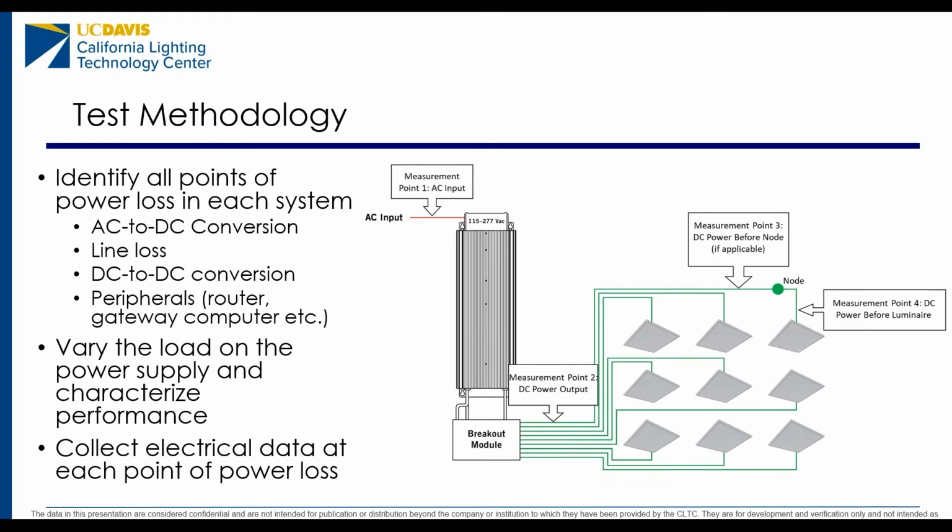So in order to characterize the performance of each system, we first identified every point of power loss within the system. Essentially, we took electrical measurements before and after every point where power is either consumed, transformed, rectified, etc. On the right, you can see a generalized diagram to exemplify this. And after we identified every point of power loss, we then varied the load on the power supply in 2 different ways to evaluate its performance under different operating conditions.